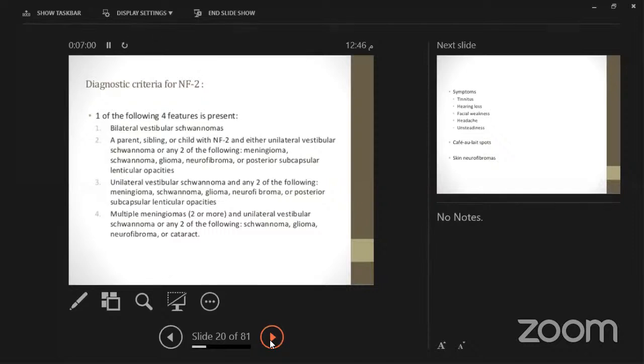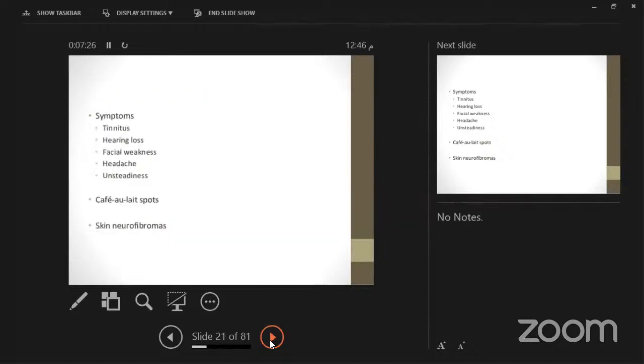Bilateral vestibular schwannoma; a family history of neurofibromatosis 2 with either unilateral vestibular schwannoma and any of the 2 following: meningioma, schwannoma, glioma, neurofibroma, or posterior subcapsular lenticular opacity; or multiple meningiomas, 2 or more, and unilateral vestibular schwannoma.